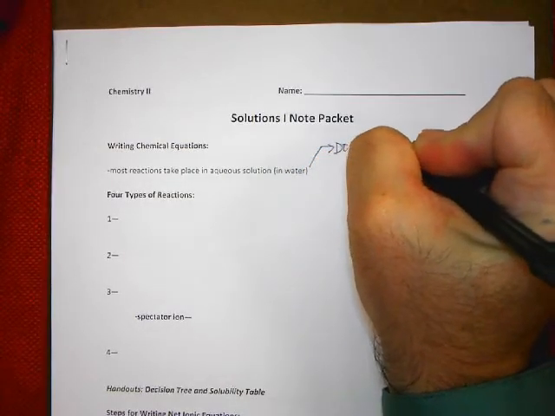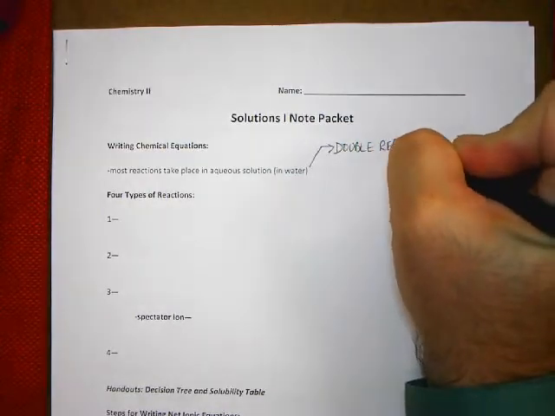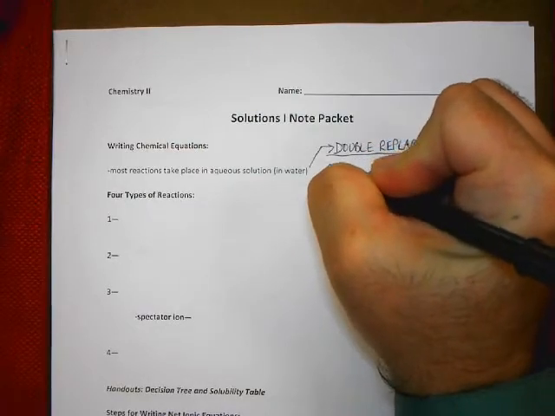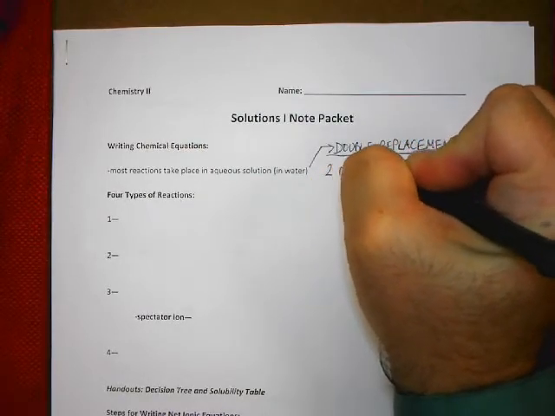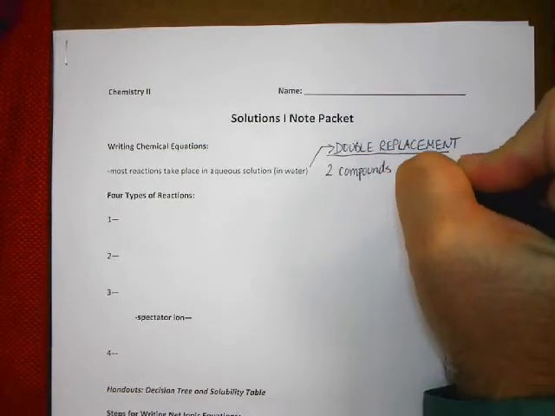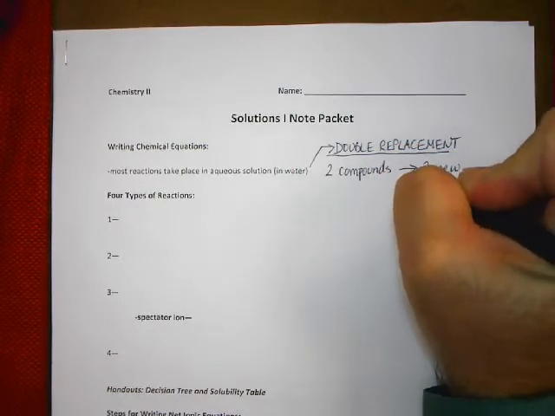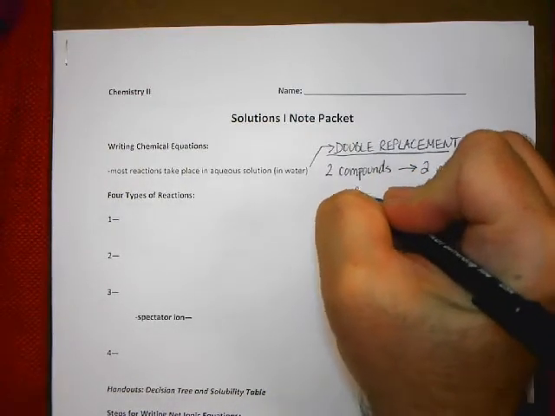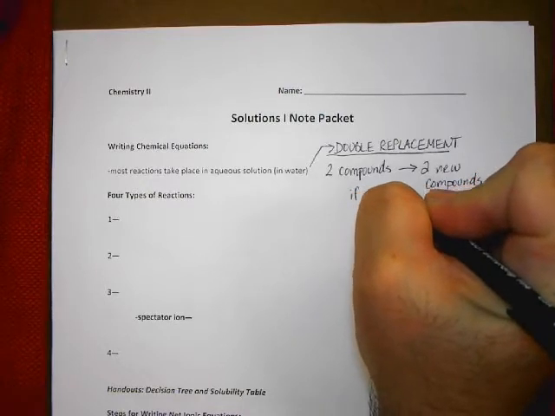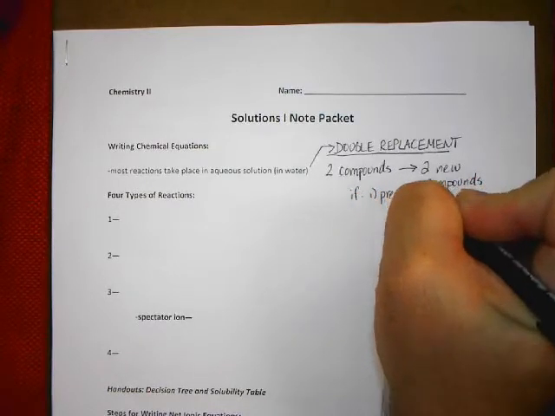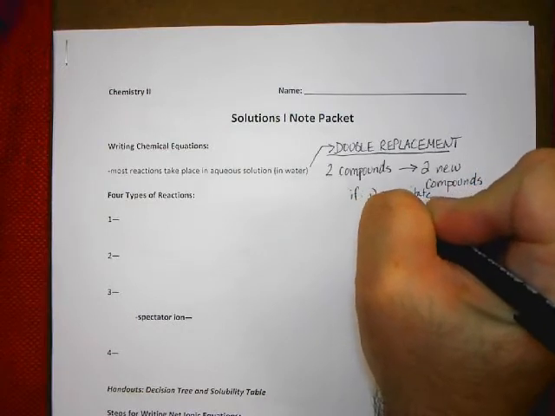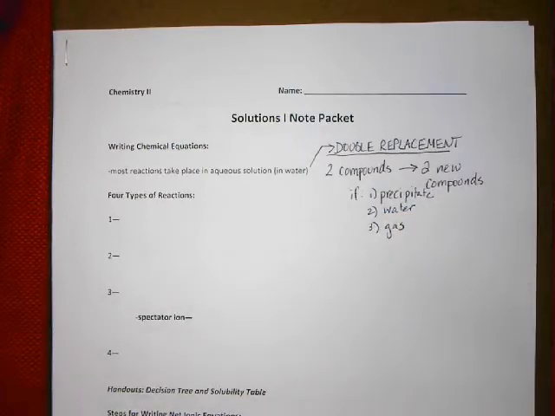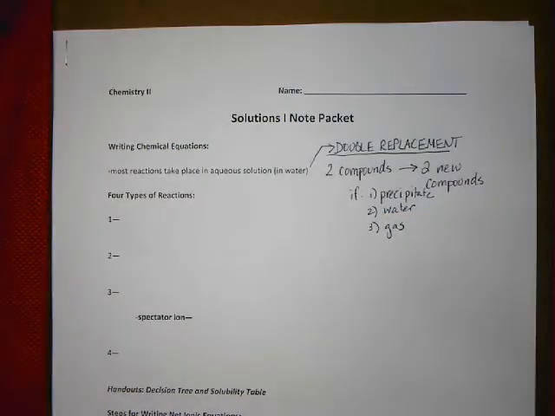If you remember double replacement, we start with 2 compounds and we make 2 new compounds. Most of the time those compounds are aqueous to start with, and one of the new compounds that we get has to be either a precipitate, water itself, H2O, or a gas. So one of those 3 conditions must be met in order for a double replacement reaction to occur.